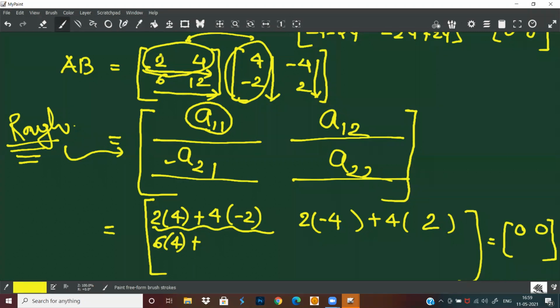See, 2 into 4, ये इसके साथ जाएगा, ये इसके साथ जाएगा. 2 into 4 plus 4 into -2. बाद में 2 जाएगा -4 के साथ जो यहाँ है, प्लस 4 जाएगा 2 के साथ जो यहाँ है. मतलब फर्स्ट रो के लिए आई एम यूजिंग फर्स्ट रो विथ फर्स्ट कॉलम, देन आई यूज फर्स्ट रो विथ सेकेंड कॉलम, एंड आई गॉट दीज 2 एलिमेंट्स.